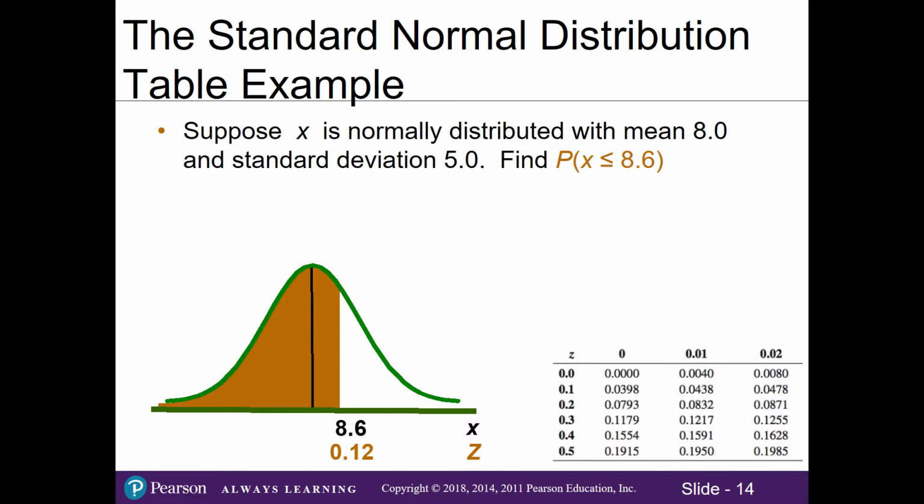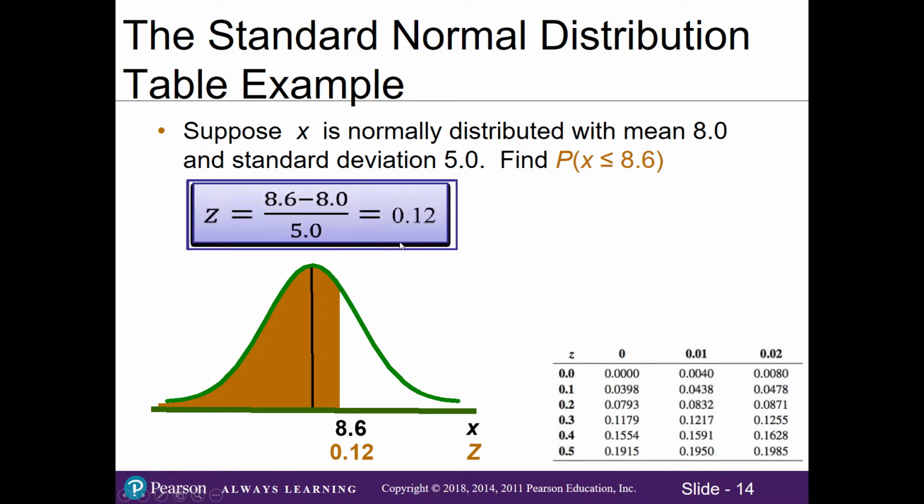Here's another example. Our mean and our standard deviation are still the same, but now the probability that we're asked to solve is the probability that x is less than or equal to 8.6. That means we're looking for all numbers smaller or equal to 8.6. We only have one number we need to convert here into a z-value. And we already did that on the previous slides, where we took our x of 8.6 minus our mean and divided by our standard deviation to get a z-value of 0.12.